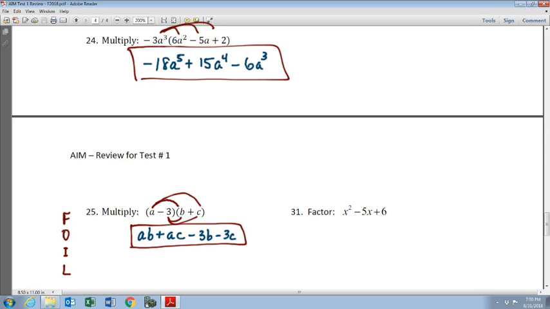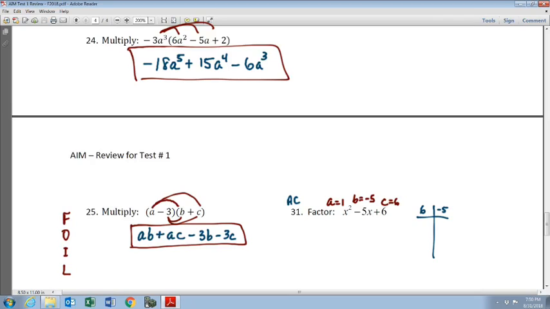Let's go ahead and look at number 31. Now we're factoring, and we're going in the opposite direction. I need 2 binomials. I know when I factor a trinomial, I normally get 2 binomials. We actually use what's called the AC method when we have 3 terms like this. And so we would find our AC. In this case, A is 1 and C is 6, so AC would be 6. Our B term is the coefficient of x, so that's going to be negative 5. And so we need 2 numbers that multiply to 6 and add to negative 5.